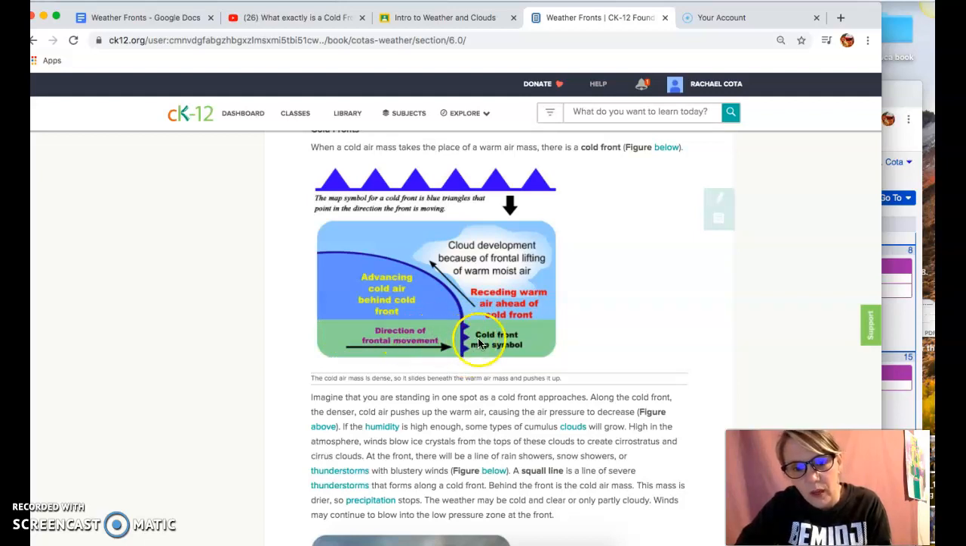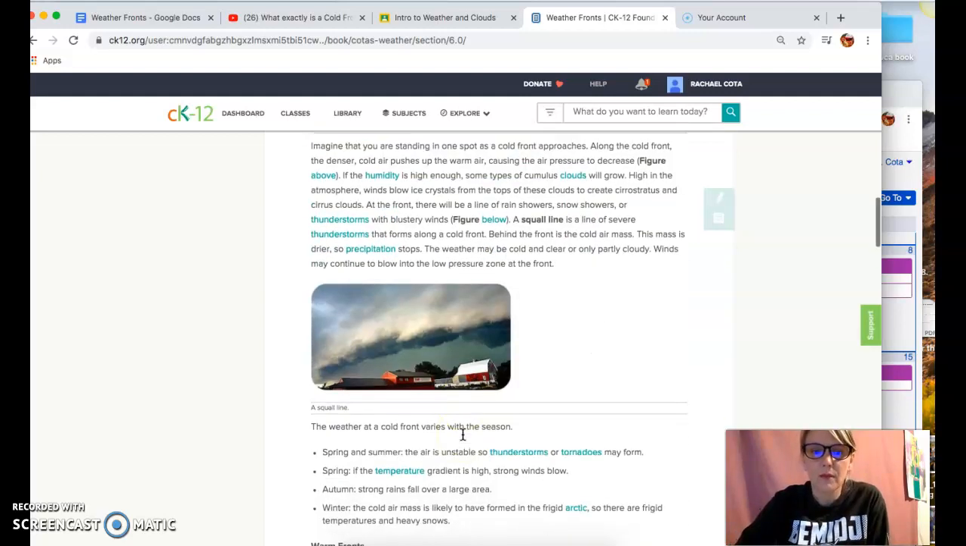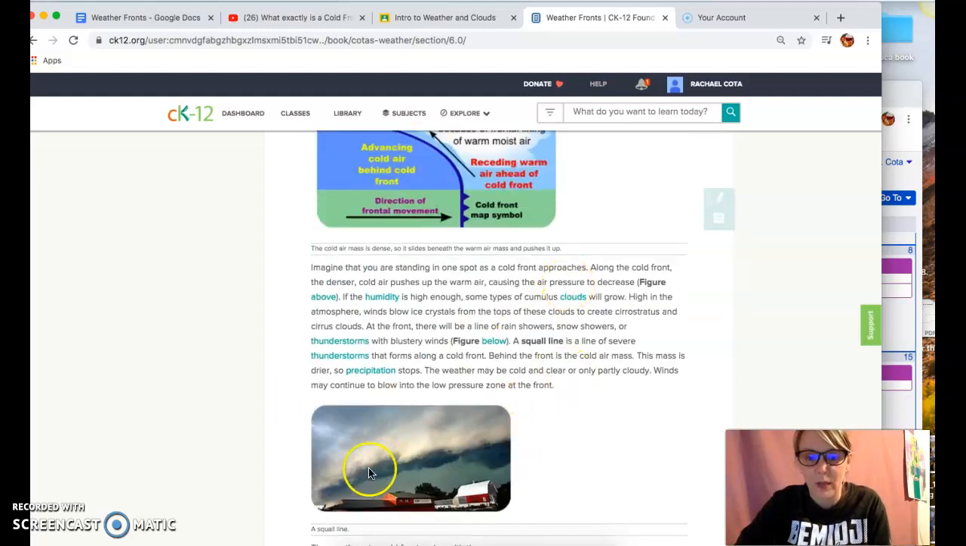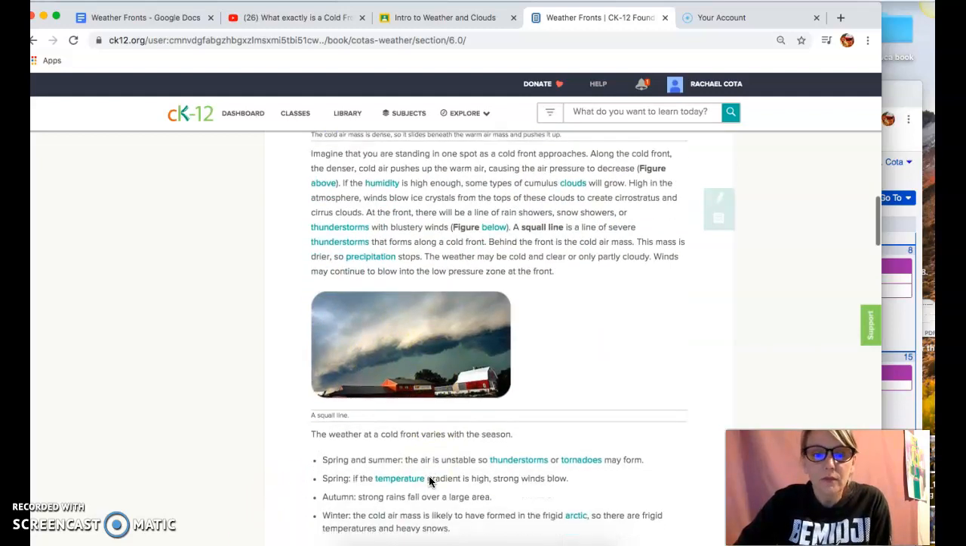It's moving this way, and it's going to force all of the warm air that's over you up into the sky. It's going to rapidly condense and fall as rain. That's why cold fronts are associated with short-lived and kind of violent weather. You can see a squall line that sometimes forms right along the leading edge of a cold front. You can actually see it coming in.